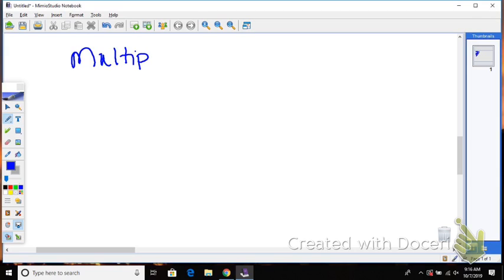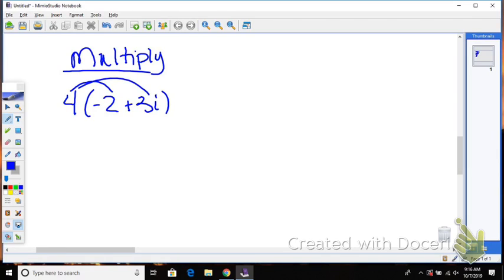Oh my gosh, I can't write today. So if I have something like this, 4 times negative 2 plus 3i, this one is really easy because all you're going to do with the 4 is distribute it and multiply. So you're going to end up with negative 8 plus 12i. Easy enough?